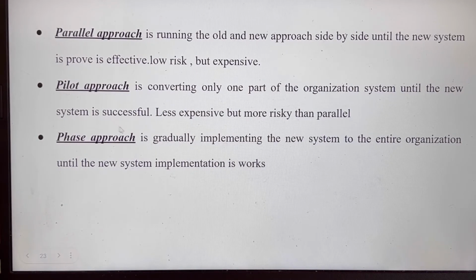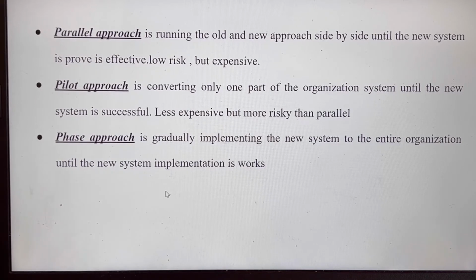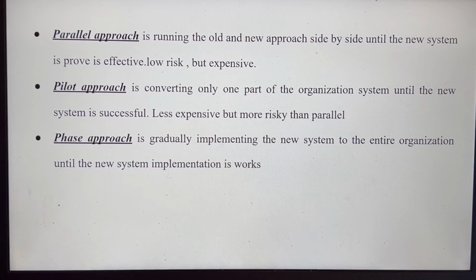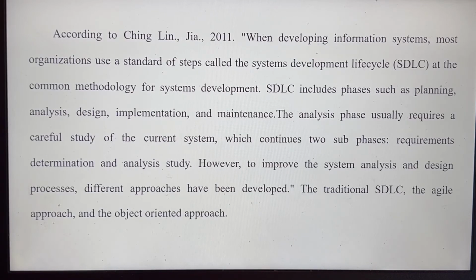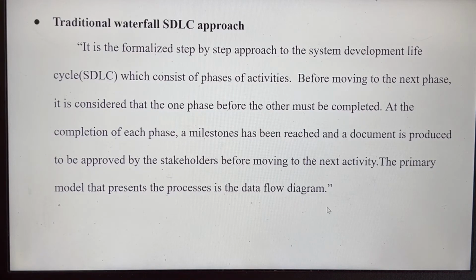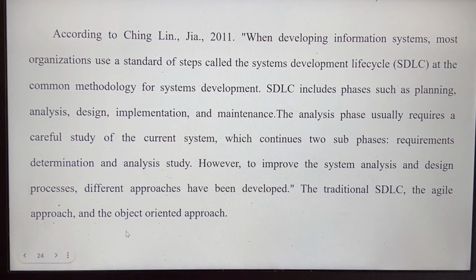And finally, we have the phase approach. So the phase approach is gradually implementing the new system to the entire organization until the new system implementation works. So it always depends on the company, because it is always expensive and it always has risk based on their budgets. It's always risky to replace the old system with the new system. It is always expensive. However, according to the research in 2011 by Ching Lin, to improve the system analysis and design processes, different approaches have been developed, and those are the traditional waterfall system development lifecycle approach, the agile approach, and the object-oriented approach.